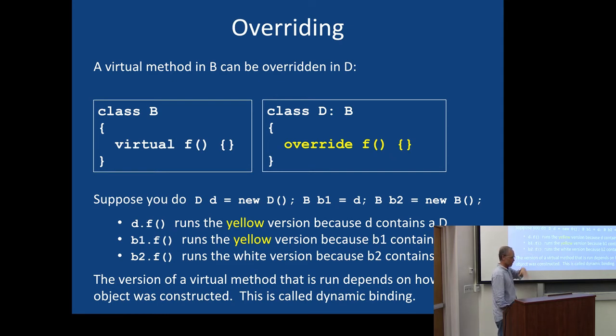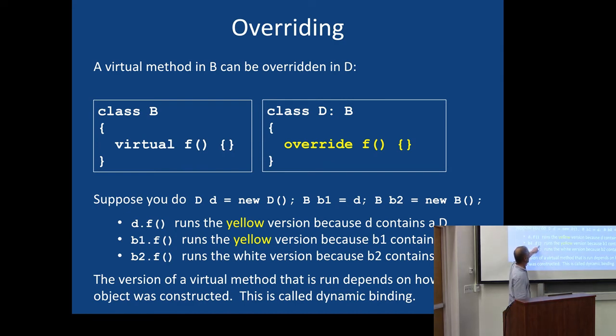Okay? I want you to check that this fits with what you understand. If we run D.F, it runs the yellow overridden version of F, not the original version. Why? What is it about this that causes the new version of F to be used? What up here determined that? What determines it? Yeah. Say again? The type. Right here? Yes. Okay, then let me do this.